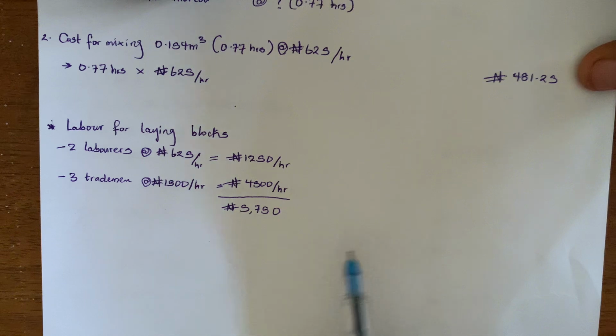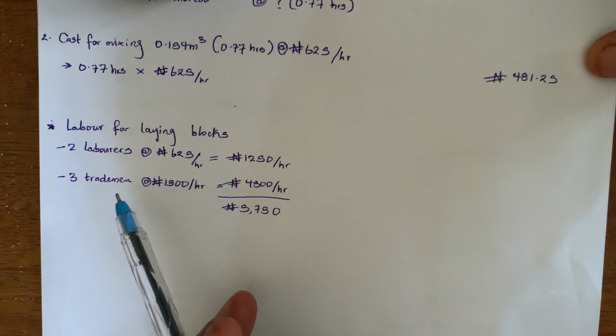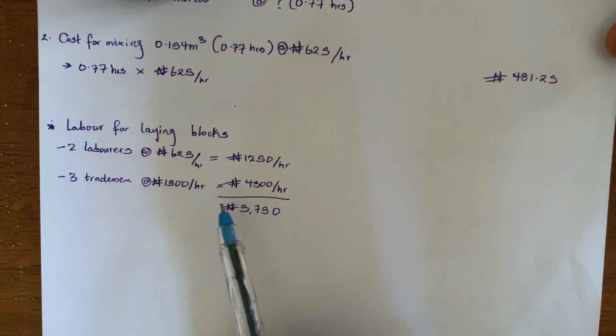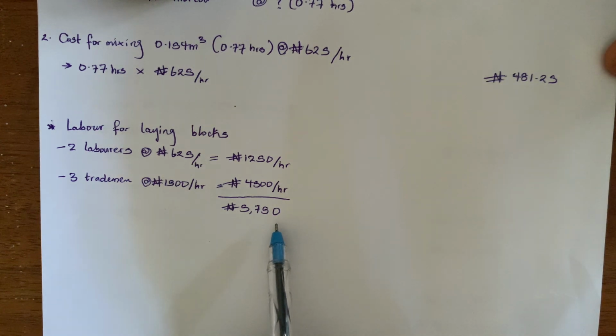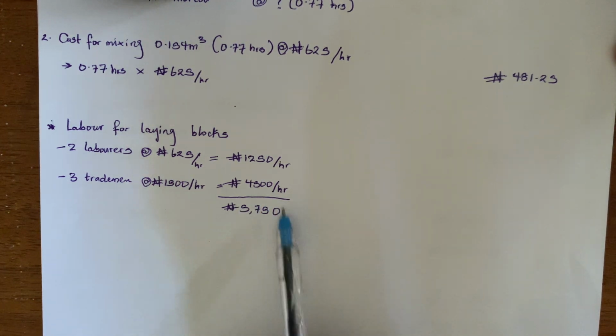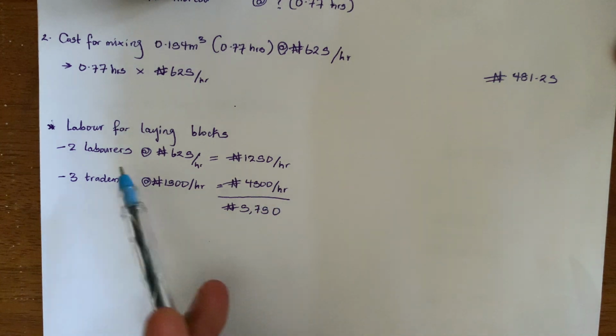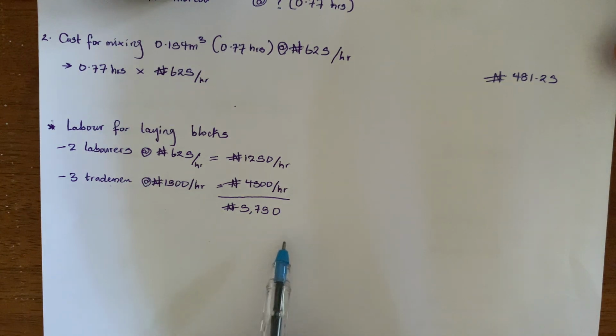So since we've gotten this as the cost it will take for catering for 2 laborers and 3 tradesmen at their rates, we now need to know how much it will take them to lay the blocks. And in our consideration, they said that the output per gang is 9 hours. So it means that per gang to lay 10 meters square of block work, it will take 9 hours. So we can now multiply the total for the laying of the block work for the 2 laborers and the 3 tradesmen by the total time it will take them to lay 10 meters square of block work.